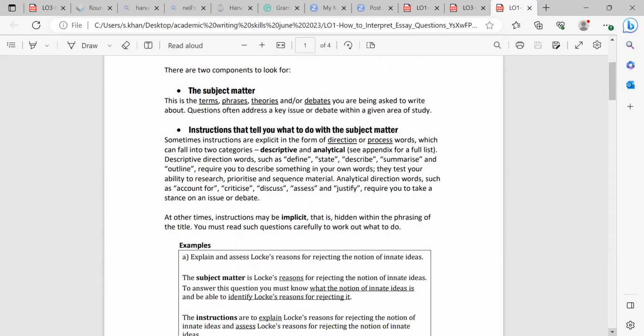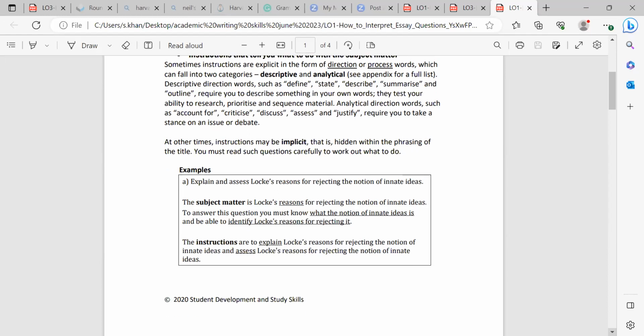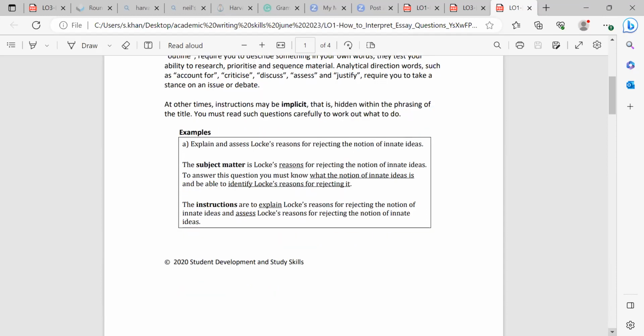Descriptive direction words such as define, state, describe, summarize, and outline require you to describe something in your own words. They test your ability to research, prioritize and sequence material. Analytical direction words such as account for, criticize, discuss, assess, and justify require you to take a stance on an issue or debate. At other times, instructions may be implicit, that is hidden within the phrasing of the title. You must read such questions carefully to work out what to do.